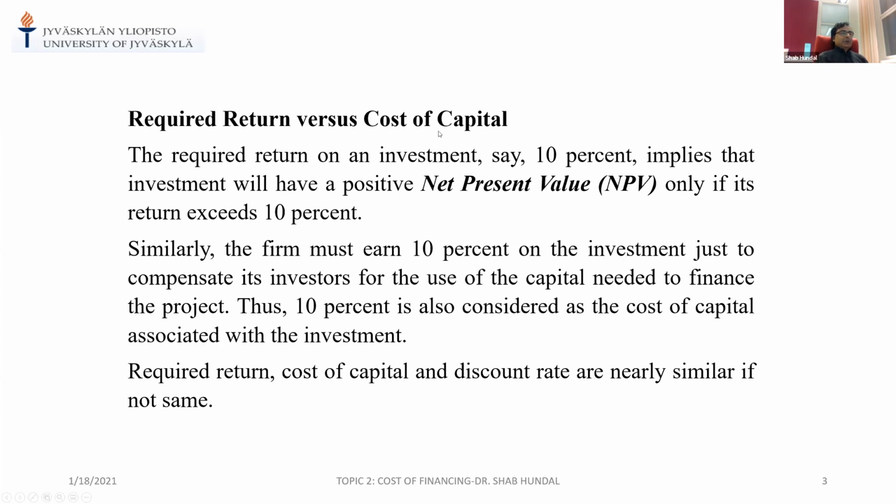Something similar is called cost of capital, and we shall calculate it in depth. It shows that the firm must earn 10% on the investment so that it can compensate its investors for the use of capital to finance the project. So if you look from the revenue side, from the firm's return side, then the same phenomenon can be called a required return. But if you see from the cost side, it can be called a cost of capital. In theory, they are different, but in practice, they can be the same.